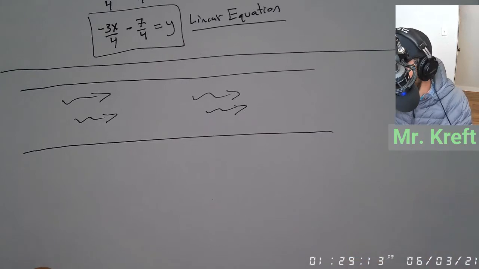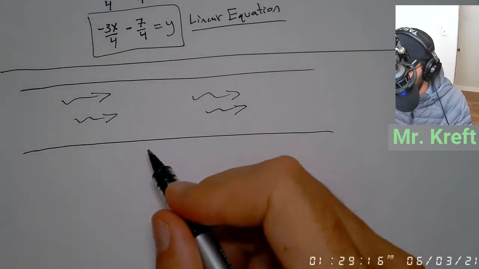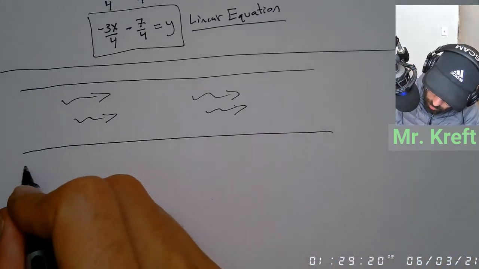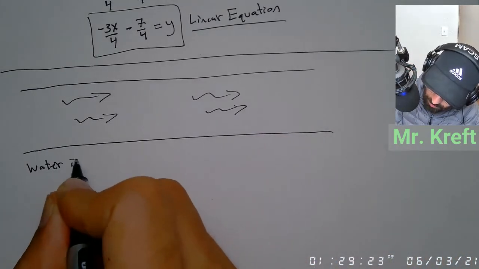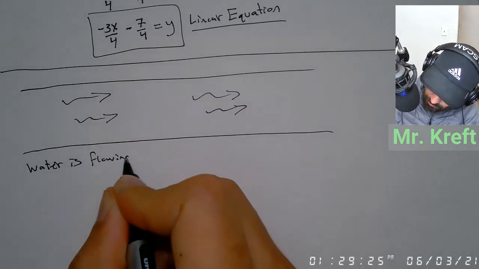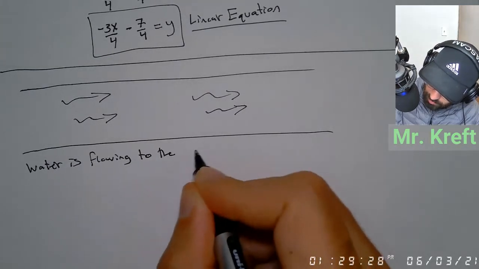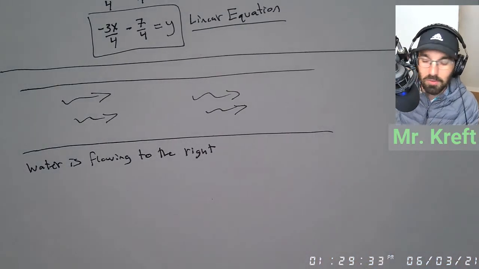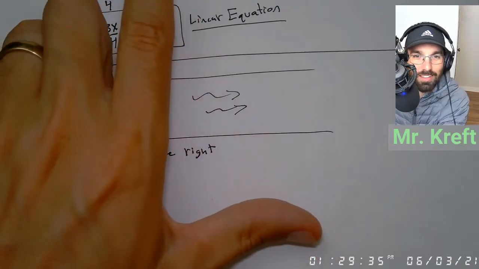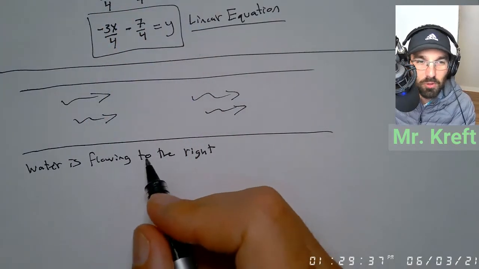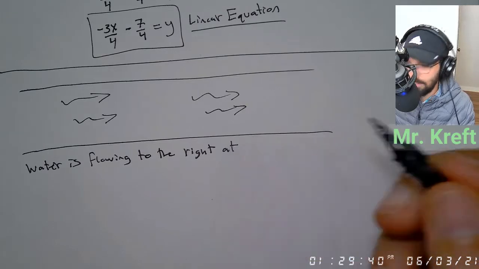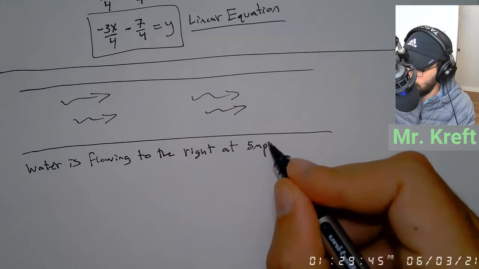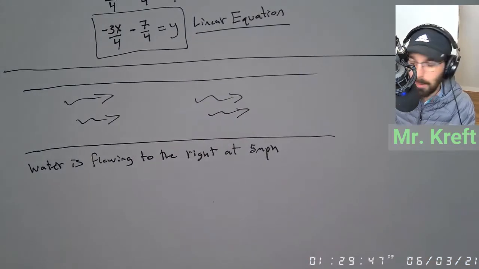Okay, so let's say we have a flow. So let's say water is flowing to the right, and I'm sorry for my students that are directionally challenged, to the right, right? Just remember, if you can make an L, that's your left hand. Okay, so water is flowing to the right at, I don't know, how fast does water flow? 5 miles per hour. I feel like that's pretty fast.